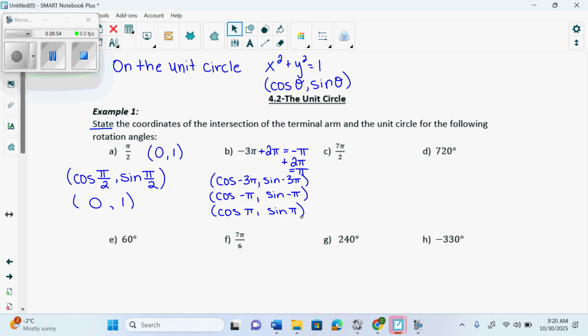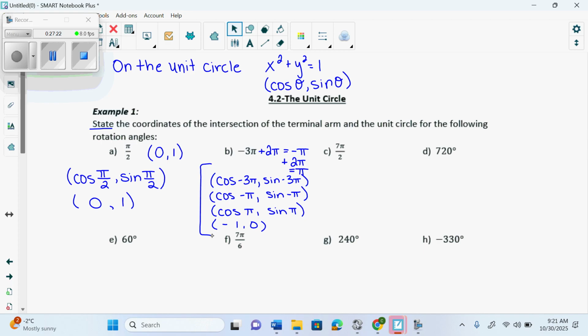What is the coordinate at pi? What's my coordinate? -1, 0. Did you know that all of these things are the exact same? They're all -1, 0, because they terminate on that same coordinate. Yes? That's why the coterminals of yesterday were so important, because anything that terminates on that same arm lands on that same coordinate.